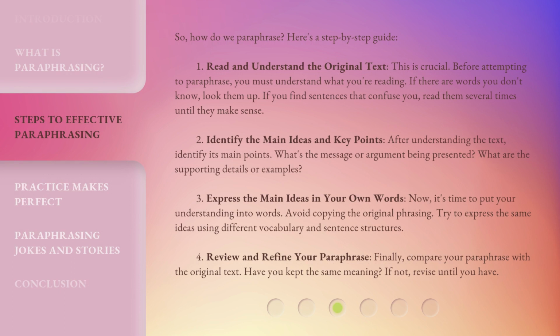So, how do we paraphrase? Here's a step-by-step guide. 1. Read and understand the original text. This is crucial. Before attempting to paraphrase, you must understand what you're reading. If there are words you don't know, look them up. If you find sentences that confuse you, read them several times until they make sense.